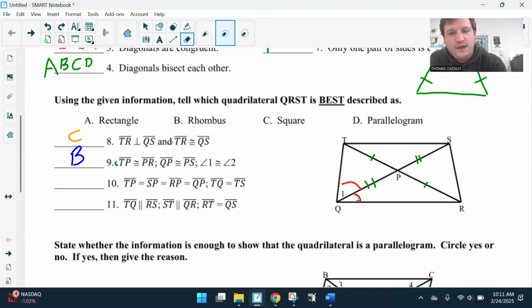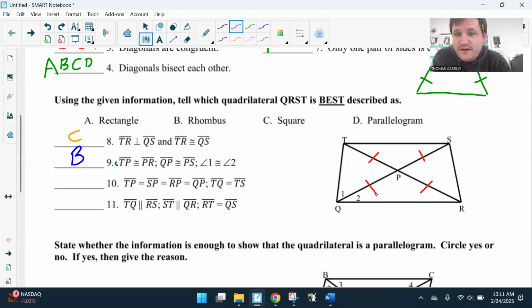Next we have TP. Where is TP? TP equals SP equals PR, so all four of those are equal. That tells us it is at least a rectangle, could be a square. Let's see here. And then we have this extra piece, so those go with the red one.